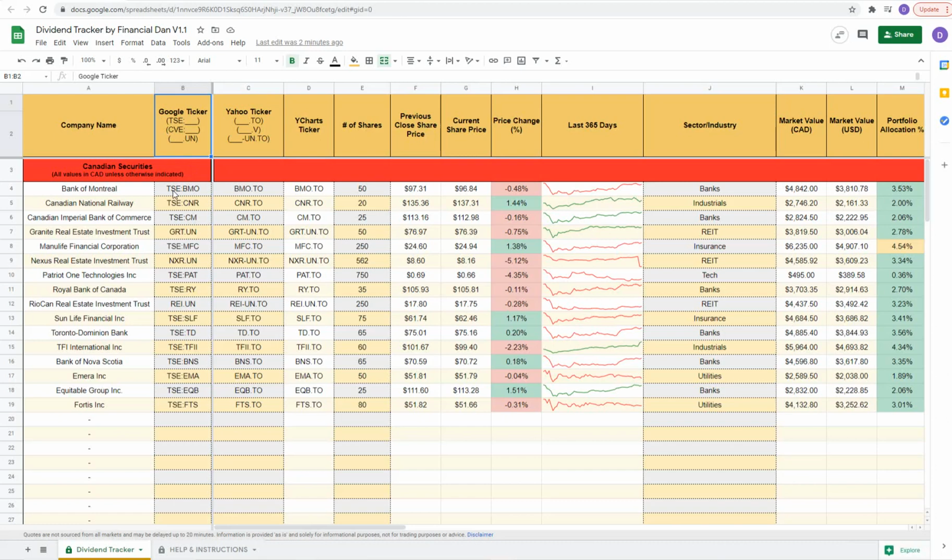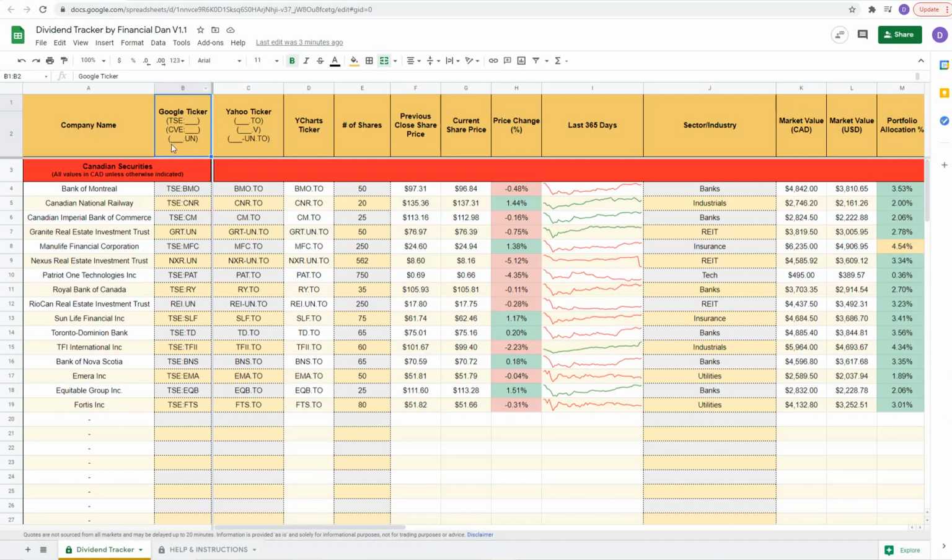The way that Google Finance wants to see a stock ticker for Canadian stocks would be the abbreviation for the exchange, so TSE, then semicolon, and then the ticker symbol. So for Bank of Montreal, it would be TSE semicolon BMO. If you were entering in a stock that was listed on the Venture Exchange, you'd enter CVE instead of TSE.